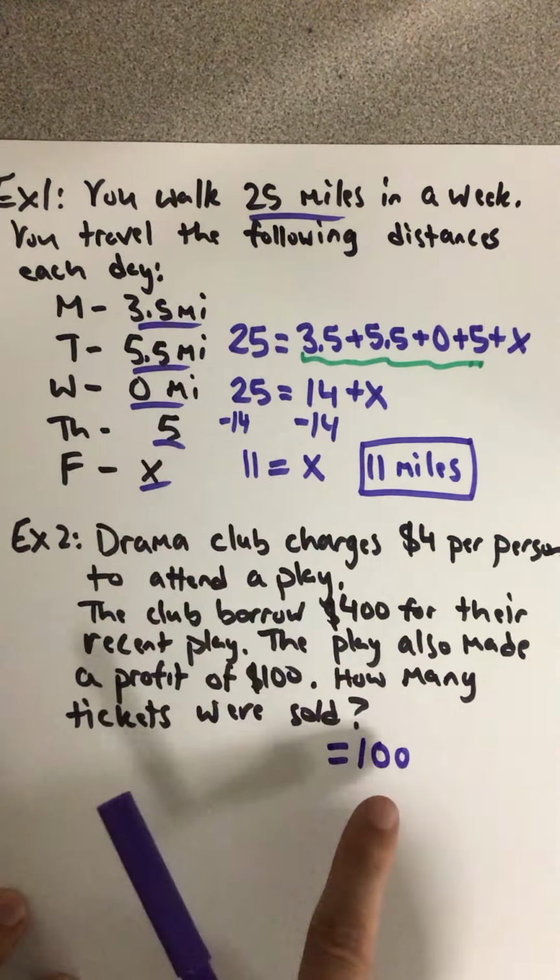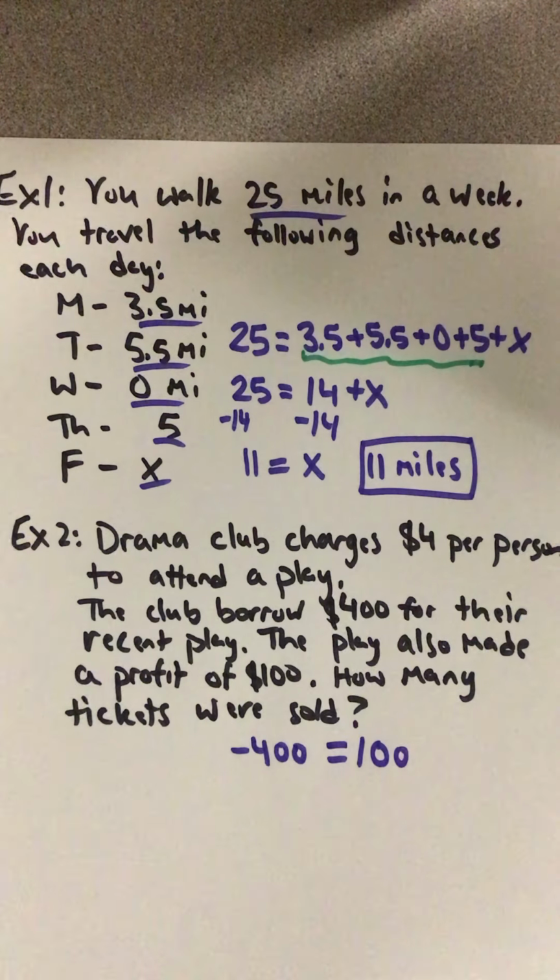Now, we spent $400. The plus 100 means that came into us. We would put a minus 400 to represent that we lost $400. And that was spent on probably costumes and production. Now, the only thing left is the $4 per person. The thing we're looking for is how many people went to the play. And we know that we're going to earn $4 for every person that shows up. $4 per person. Whenever you see something that's like a per person, that pretty much always means multiplication.